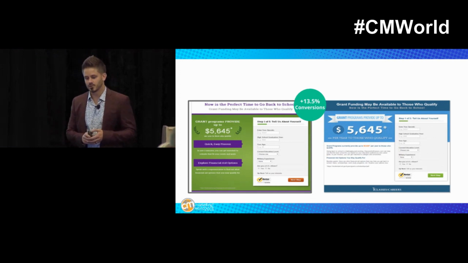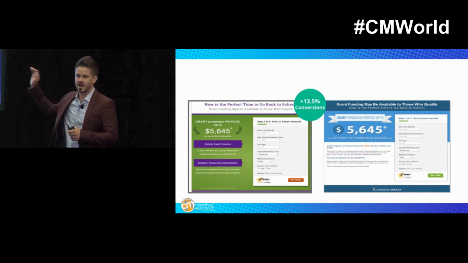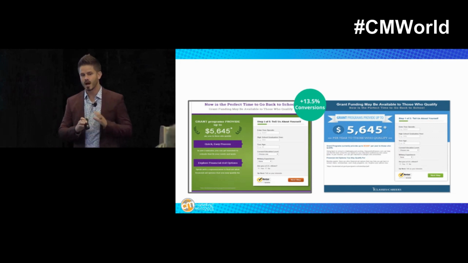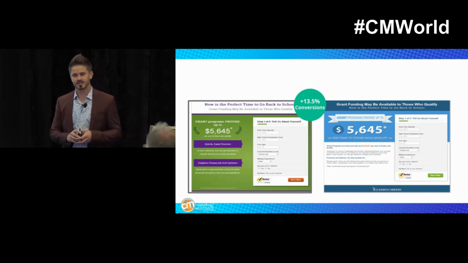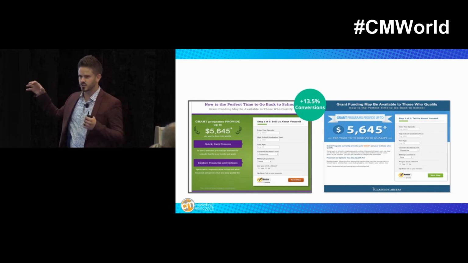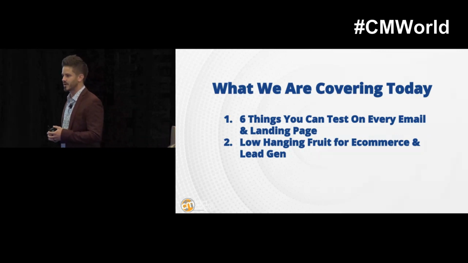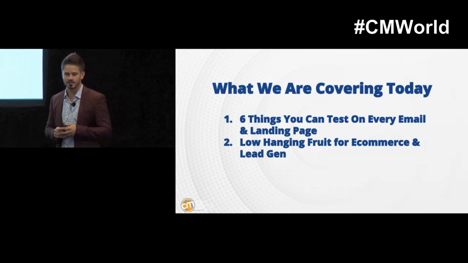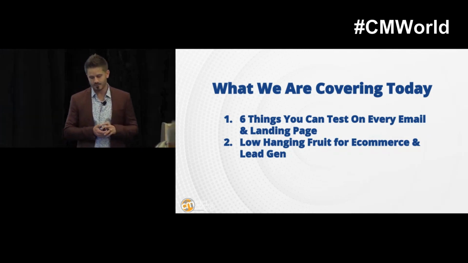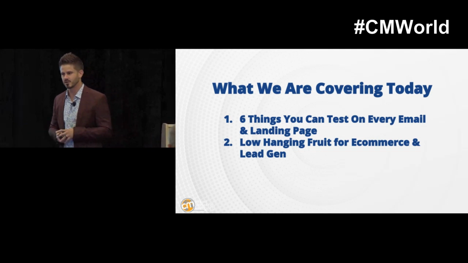And so what I'm going to talk through today is 6 things that you should be testing on every email, landing page, and website that you have. I'm going to show you guys a bunch of examples of tests that I've run to give you some ideas. I'm going to go through 6 things that comprise your emails and your landing pages that will create a great experience for your audience. And then, like I mentioned, at the end, we're going to go through some low-hanging fruit for both e-commerce and lead gen. I'm going to talk through just a couple of tips and some things that I think you guys should be doing if you're not.